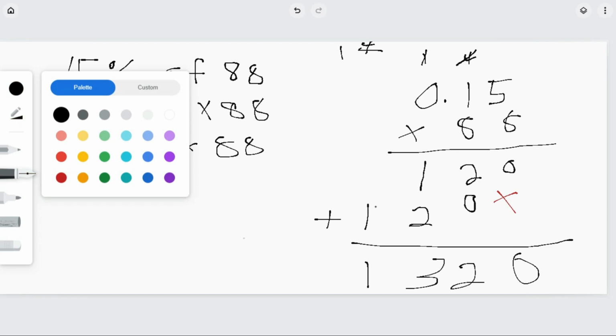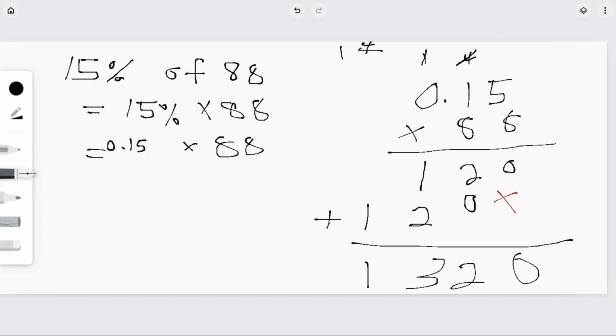So the next step, after we do that, we add it together, and make sure you put the addition sign there so that you know what you did when you are working. So the answer is 1320. Now where are we going to put the decimal point?